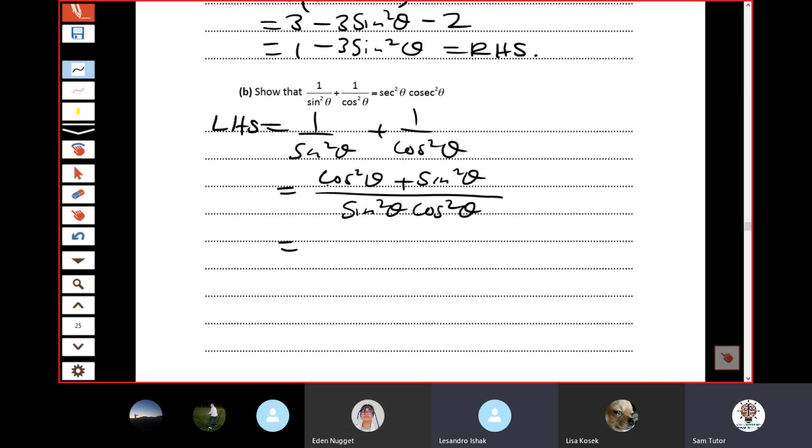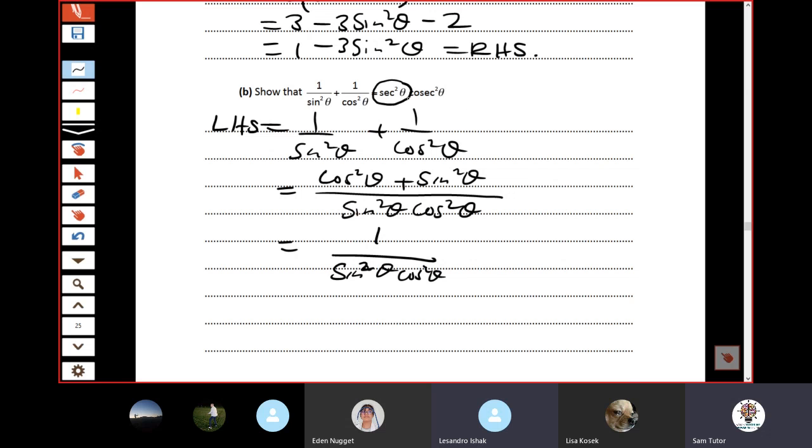Look at it. You read this to me. Go. Cos squared theta plus sine squared theta equals 1. Ah, there we go. Good man. Over sine squared theta, cos squared theta. Now you stop. And you go back to the right-hand side and you look at this.